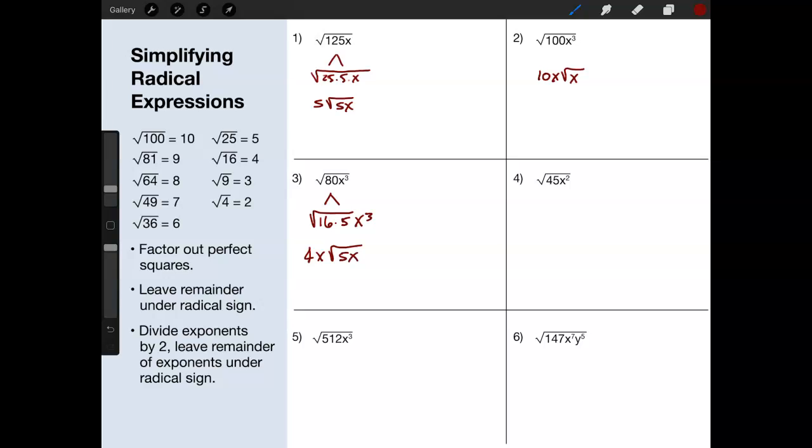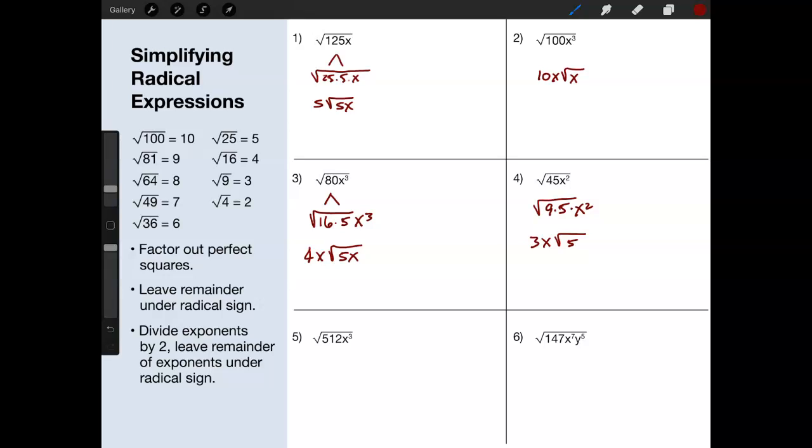For example number 4, we have the square root of 45x squared. I know that 9 goes into 45 evenly, so I can rewrite this, the square root of 9 times 5 times x squared. The square root of 9 is 3. The square root of x squared is x, leaving just the 5 under the radical sign.